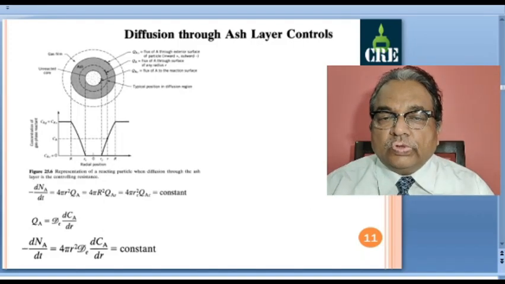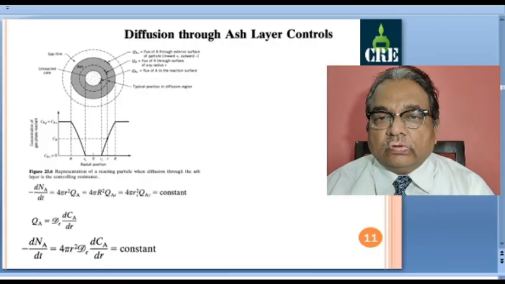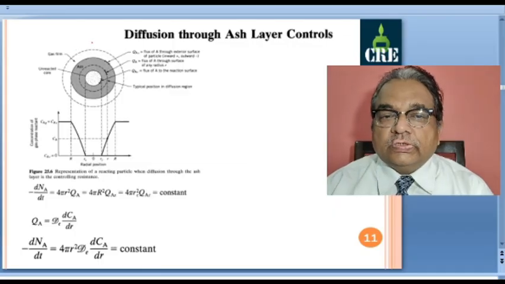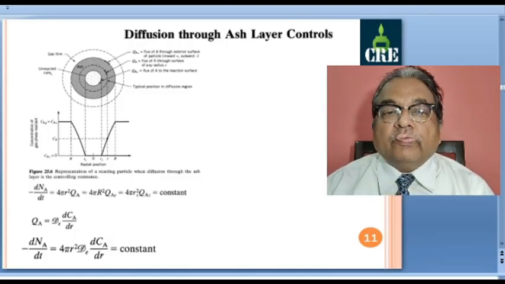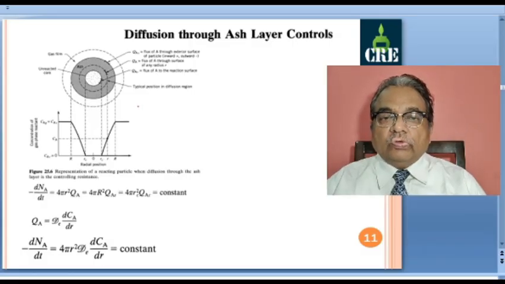We have studied two different resistances to be controlling. The first one was gas film diffusion controls and the second was chemical reaction controls. Now we will look into the third resistance, which is diffusion through the ash layer, and if this resistance is controlling, we will consider the other two are not there and we will try to write down the equation explaining this criteria, and finally we will obtain the relationship for t by tau in terms of XB in a similar manner in which we have done for the other two cases.